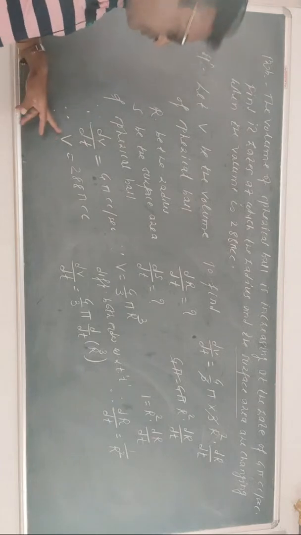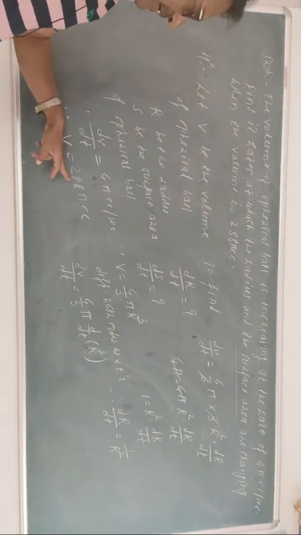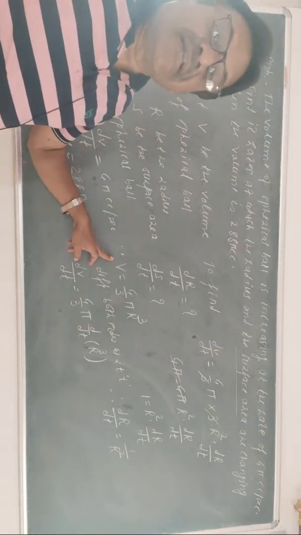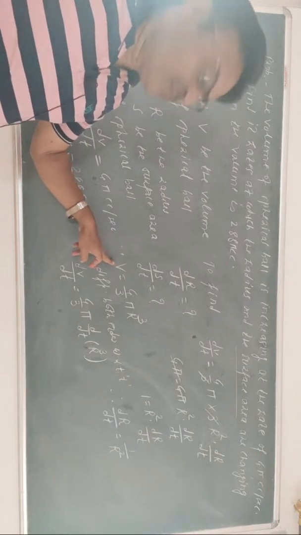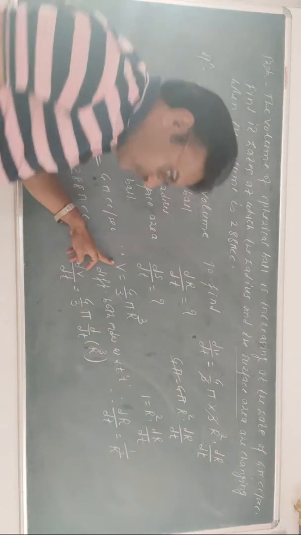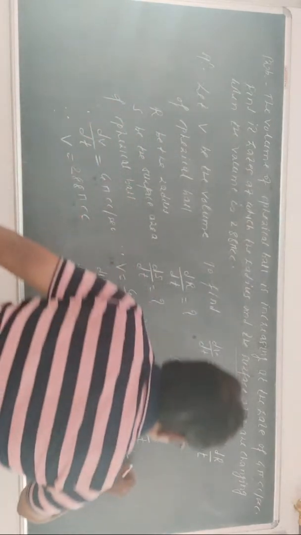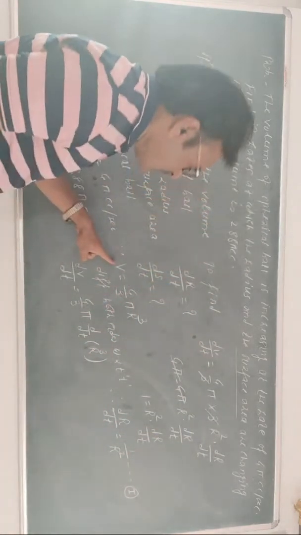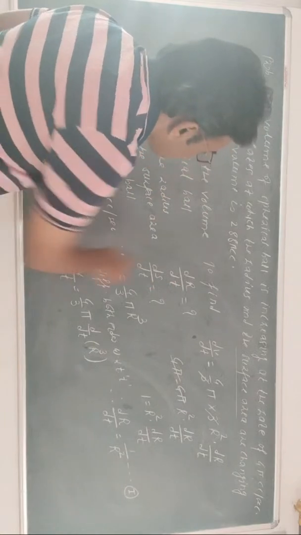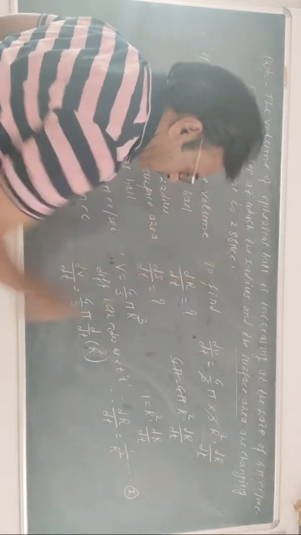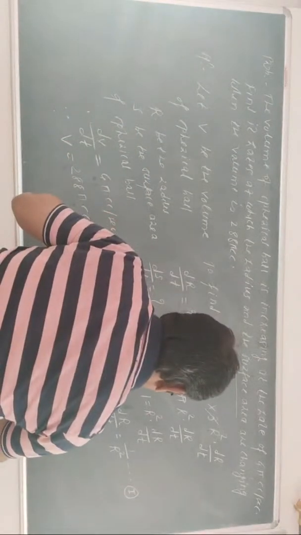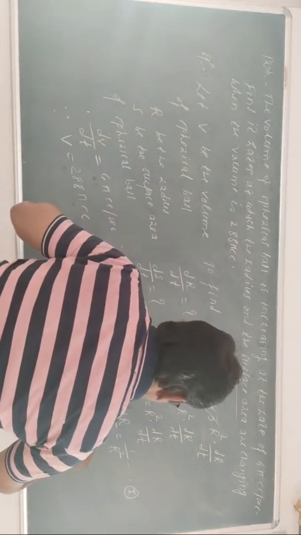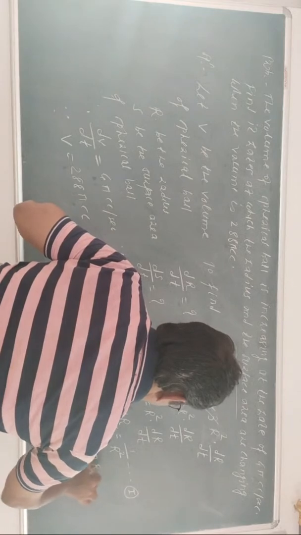Next here volume is also given, that is V is equal to 288 pi cc. We put here volume and find out the radius. So suppose I assume that this is equation number first. Next we put V, it is given that V is equal to 288 pi. So we write here 288 pi, which is equal to 4 by 3 pi r cube.